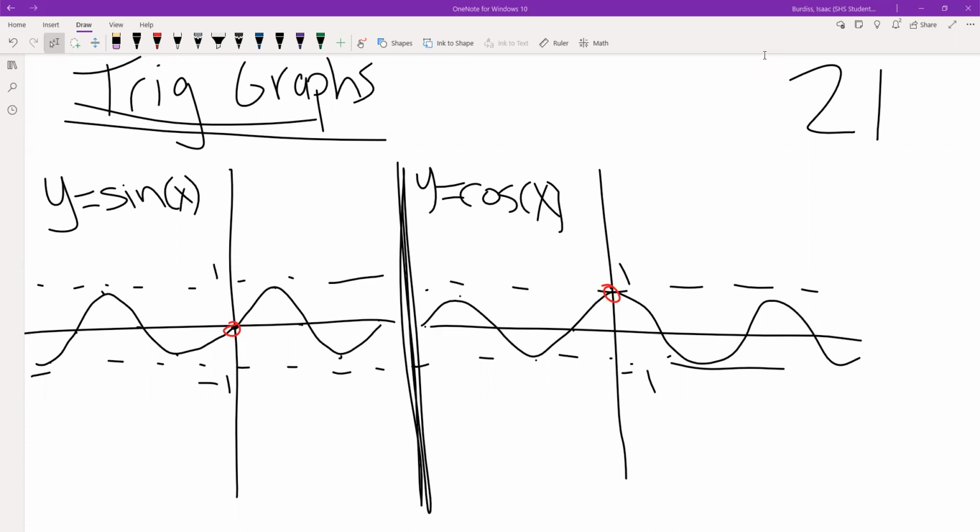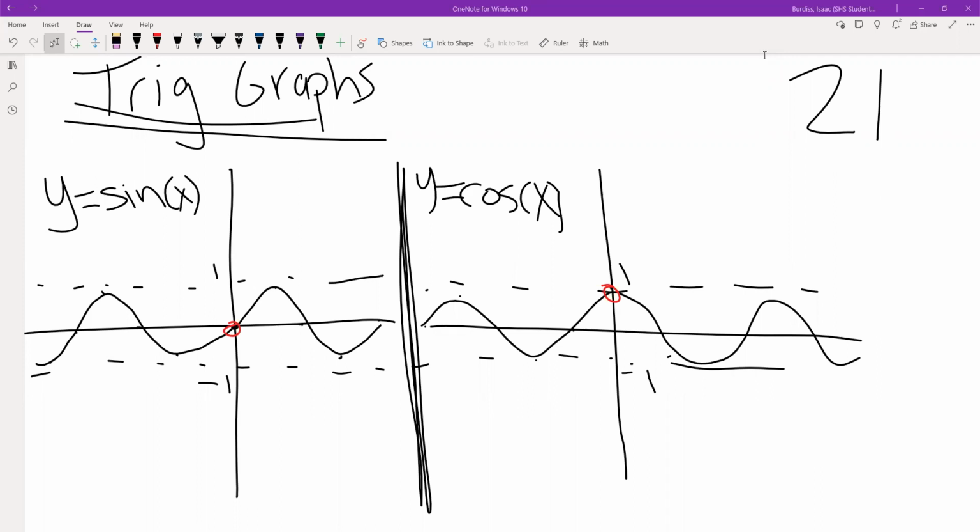Something that you need to know is that you cannot type these into your TI-84. If you try to, it just makes it a flat line. I don't know if there's a way around that, but unfortunately, it doesn't seem like you can do that.